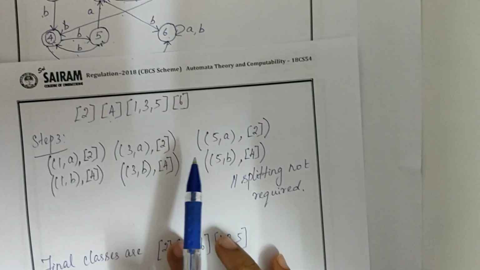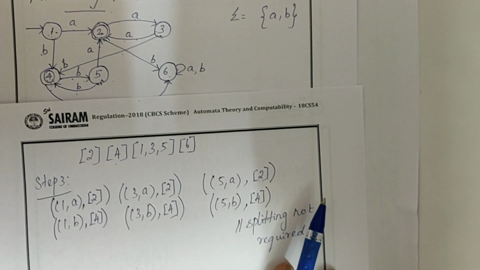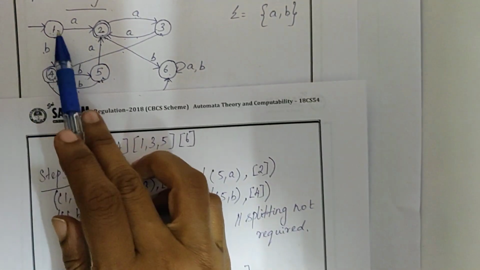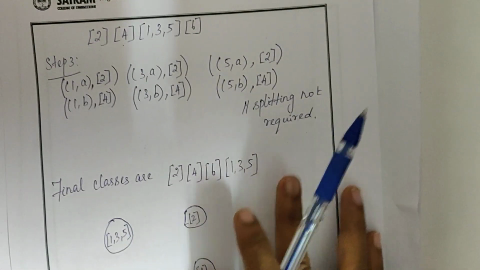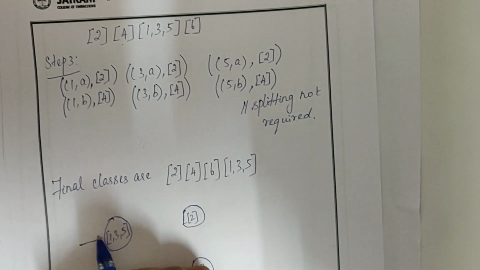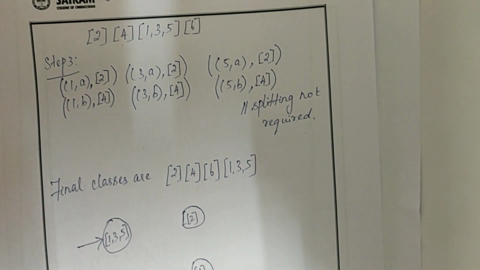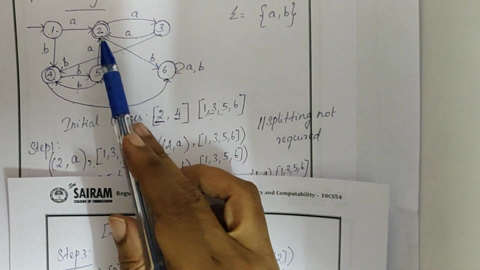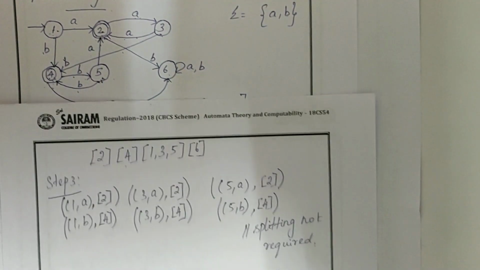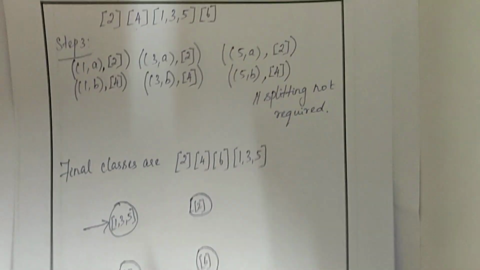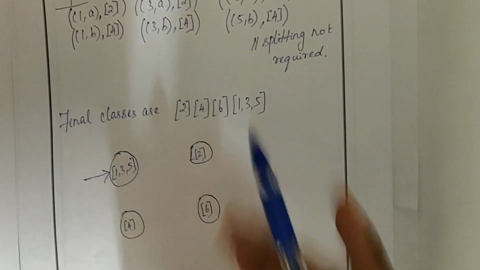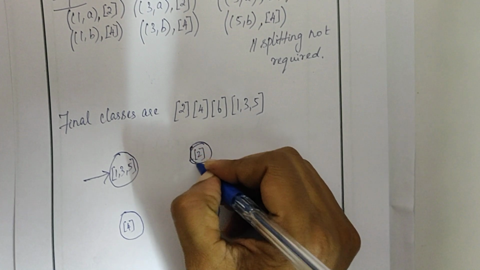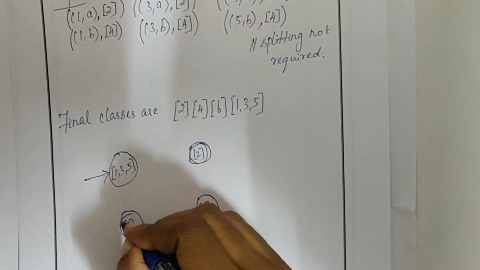See the diagram? Which is the start state? 1. So here you could see, 1 is the start state. So where do I have this one? This class. So this will be my start state. And check your question. Final states are 2 and 4. So both 2 and 4 should be your final states here also. So I'll mark them with a double circle.